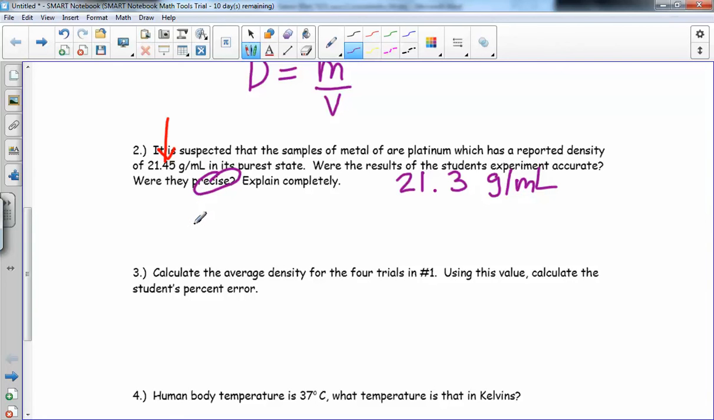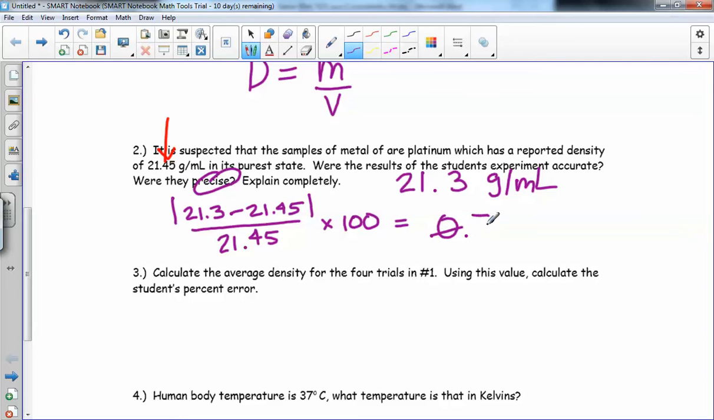Now when we go to calculate the percent error, we need to take the experimental value, which is 21.3, minus the accepted value, 21.45. We need the absolute value of that number divided again by the accepted value or reported value, 21.45. This is a percent, so of course we have to multiply it by 100, and your answer is 0.7%.